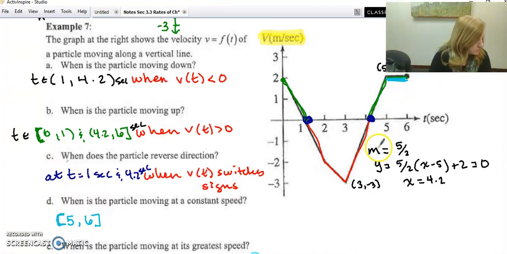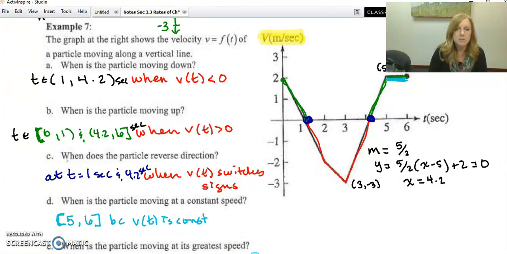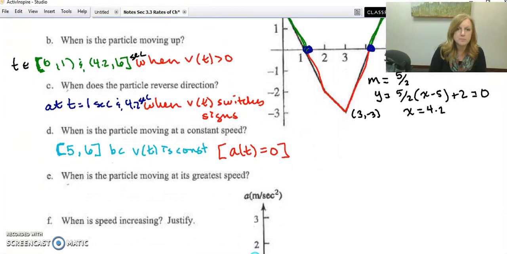And then in terms of our reason for this, we could say because v of t is constant. And then thinking about going to the next derivative, we could say that a of t, the derivative of the velocity, is equal to 0. That would be another reason for that when we're looking at it.